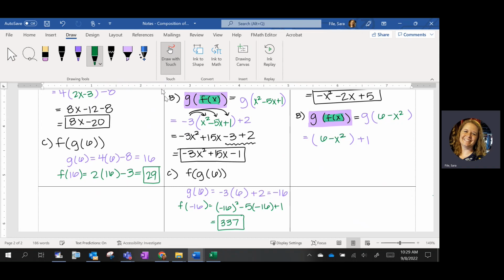Is there anything to do inside those parentheses to simplify that? No, there's no exponent on the parentheses, so I can just drop the parentheses. So this is just 6 minus x squared plus 1. Are there any combining like terms that can happen? Yeah, the 6 and the 1 again. So that becomes negative x squared plus 7.